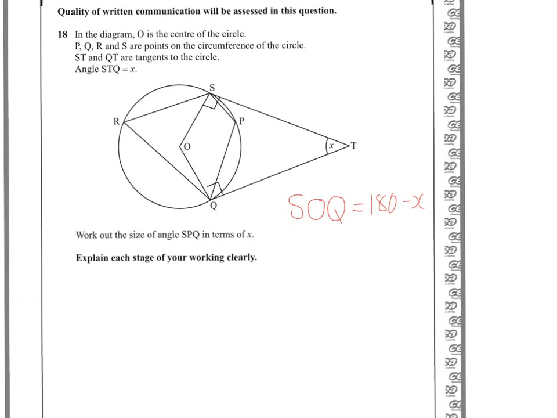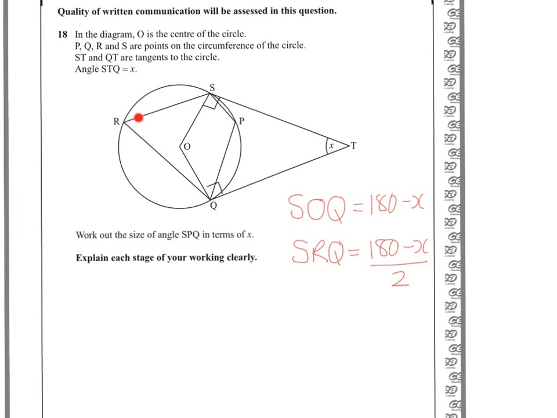Next, you should be able to see that we have our angle at the centre and the angle at the circumference. I sometimes refer to that as the arrowhead rule. So this angle is twice this angle. Now what that means then is, if we've worked out that SOQ is 180 minus X, then SRQ is going to be a half of that, 180 minus X all over 2.